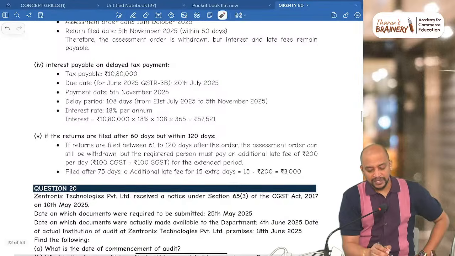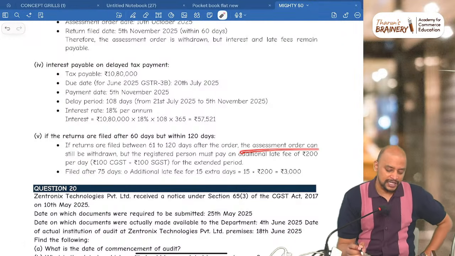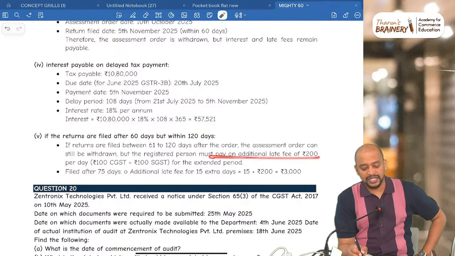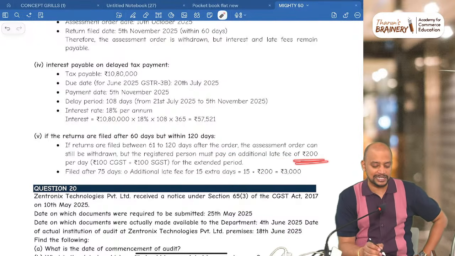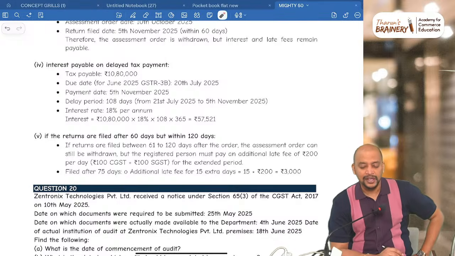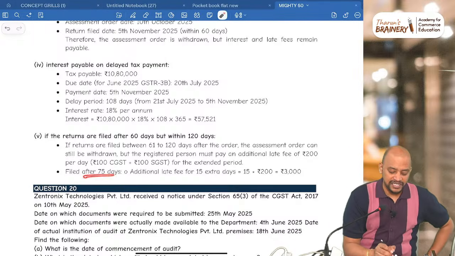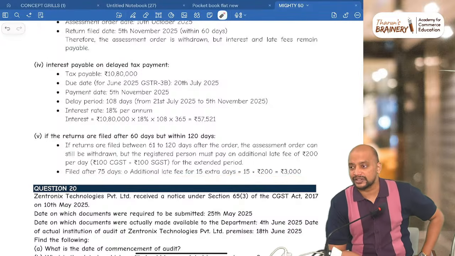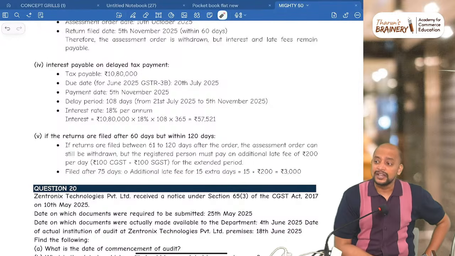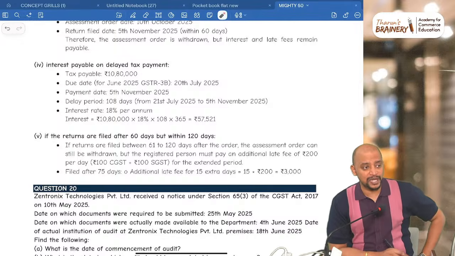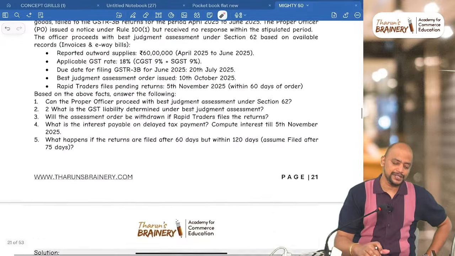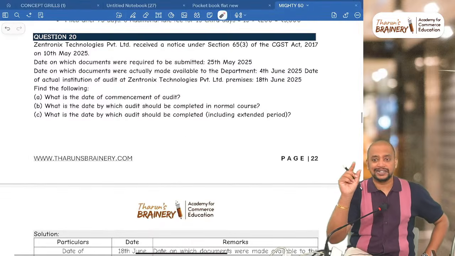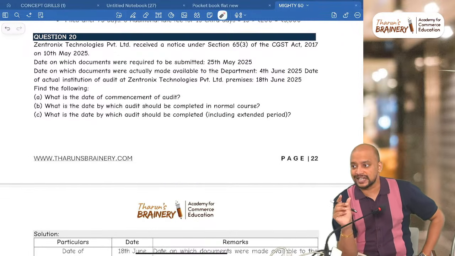If returns are filed between 61 to 120 days after the order, the assessment order can still be withdrawn, but the registered person must pay an additional late fee of 200, that is 100 under CGST and 100 under SGST, for the extended period when filed after 75 days. So the additional late fee for 15 extra days will be 15 into 100, that is 1500 each under CGST and SGST, 3000 in total. But this is in addition to the regular late fee, so the regular late fee is also payable in this case. So this is a question on best judgment assessment under section 62, mainly involving late fee computation, beyond 60 days.